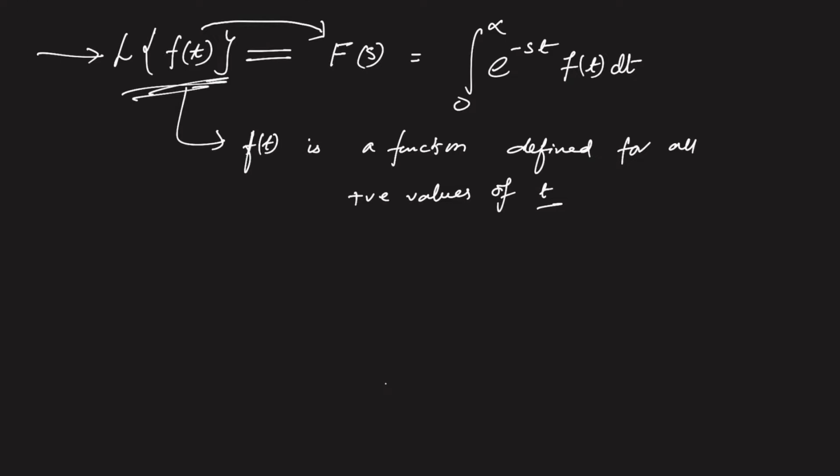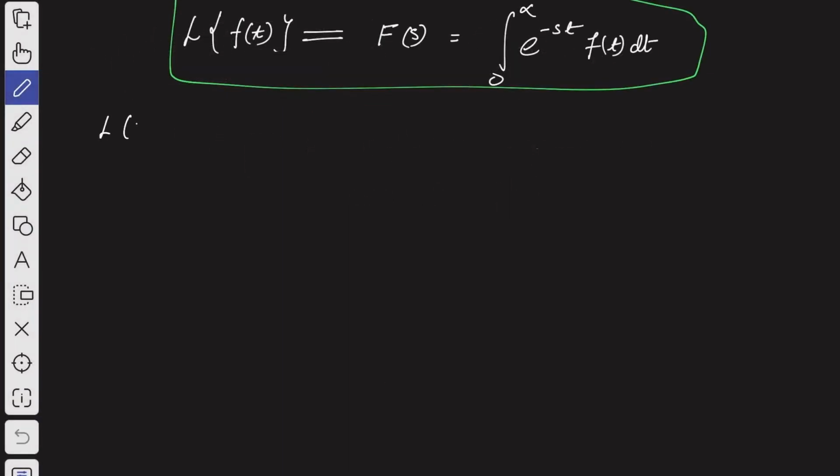Okay, fine. Laplace transformation of 1. Laplace transformation of 1 is 1 by s. This is our first formula. Laplace transformation of 1 is 1 by s. Now let me show you the proof.